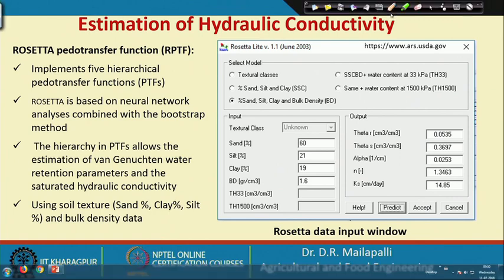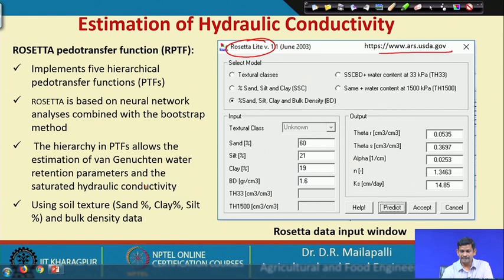There is also software available, called Rosetta. It is available at ars.usda, and this software basically requires soil texture information, like the percentages of sand, silt and clay, and bulk density. Knowing these values, you can predict the van Genuchten parameters, and finally the K s also. You can estimate K s using the soil information. So, this is pretty easy and straightforward.